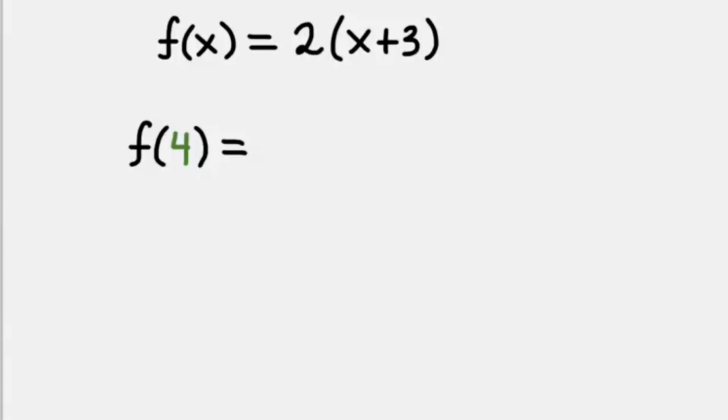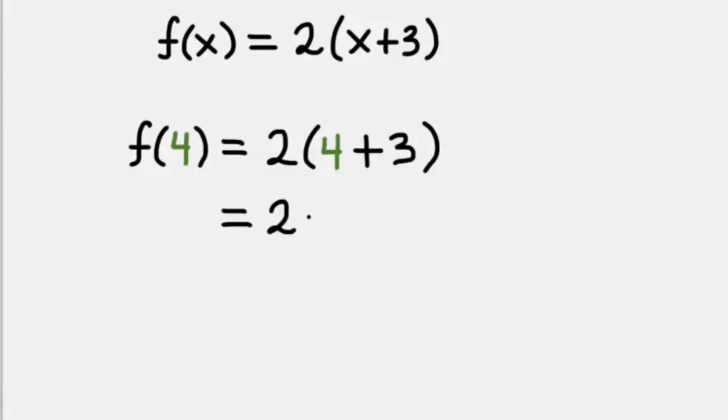Here, let's evaluate f of 4 for practice. So f of 4 equals 2, and now we're going to replace x with 4, plus 3, and then we just need to calculate what this is. So we have 2 times 4 plus 3, which is 7, and that leaves us with 14. So we know that f of 4 equals 14.